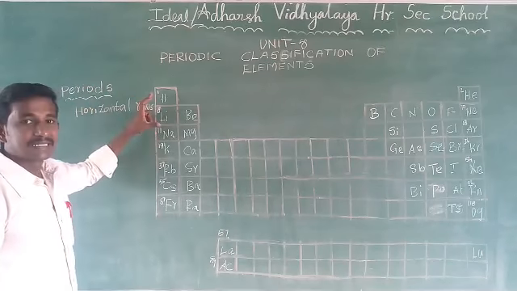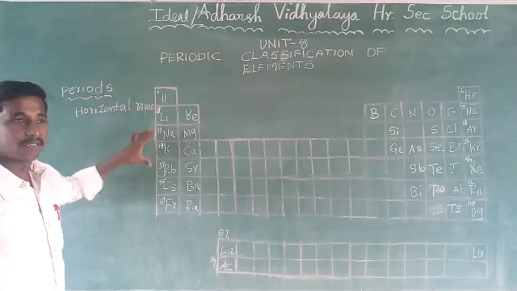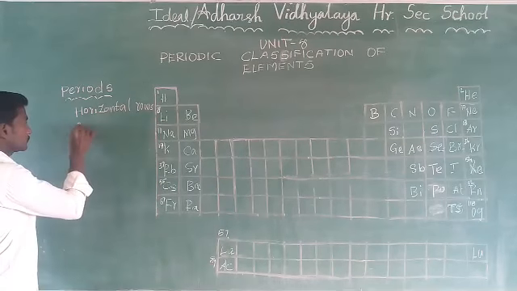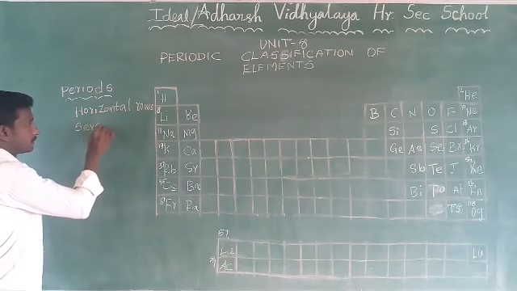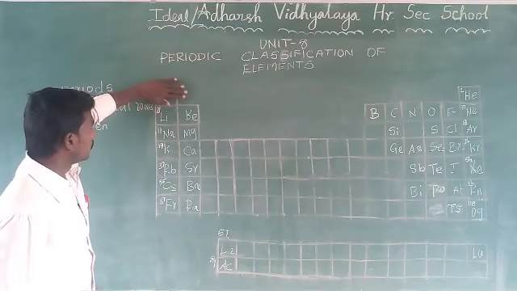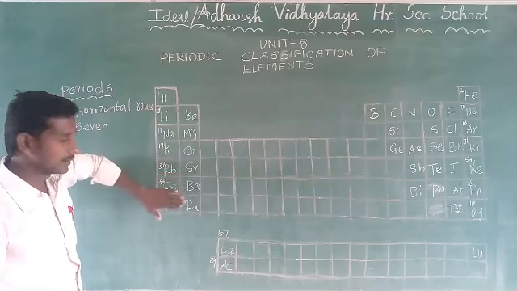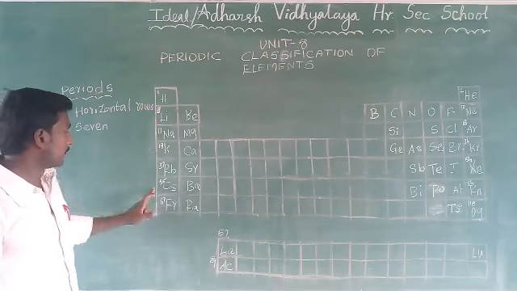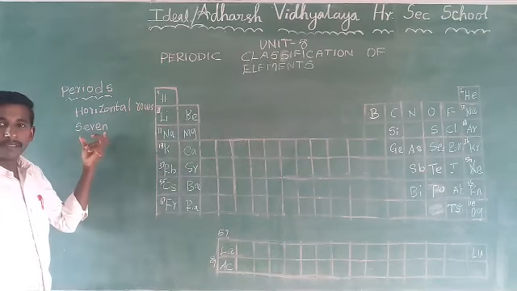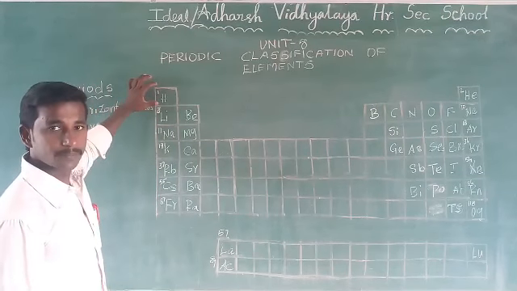There are 7 periods in the periodic table. How many periods are there in the periodic table? 1, 2, 3, 4, 5, 6, 7. So there are 7 periods in the periodic table. Okay. Here, the first period.